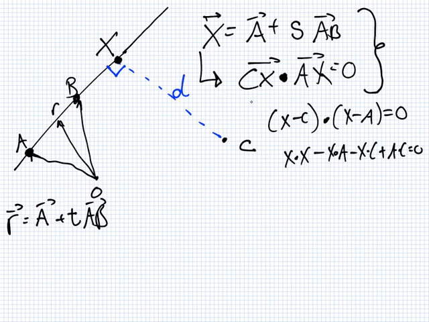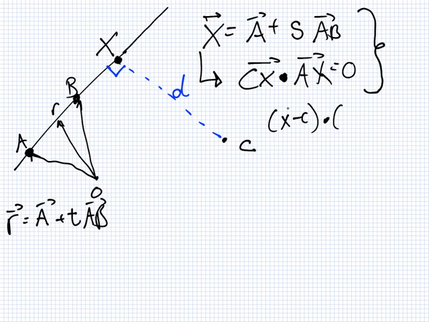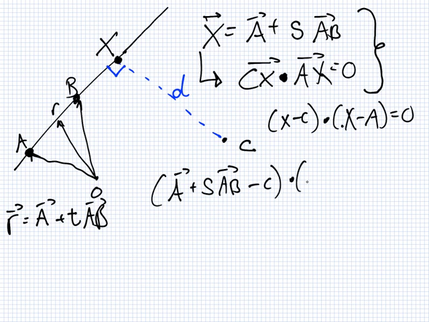So we could put this in for X now. I'm starting to think maybe I won't bother multiplying it out, I'll just leave it like this. Now, if I put X in, I'll get A plus SAB minus C dot A plus SAB minus A equals 0. Well, at least something cancels. What cancels here? The A's cancel, at least.